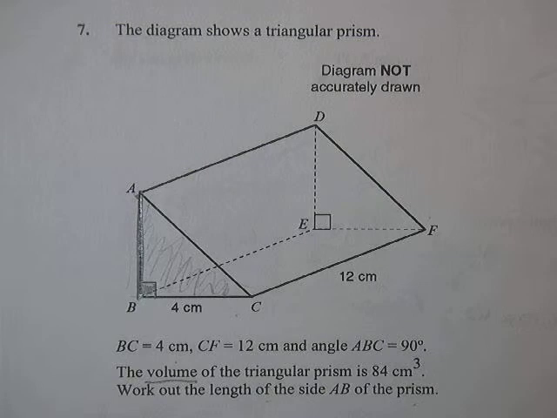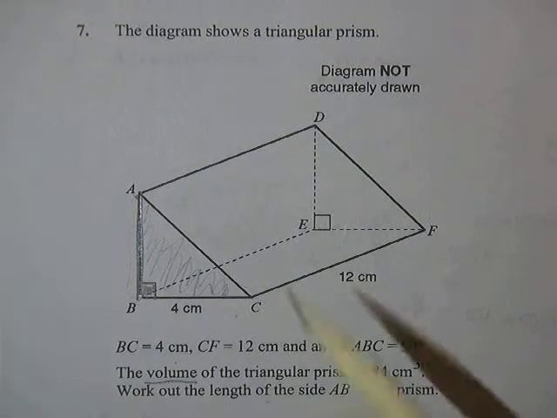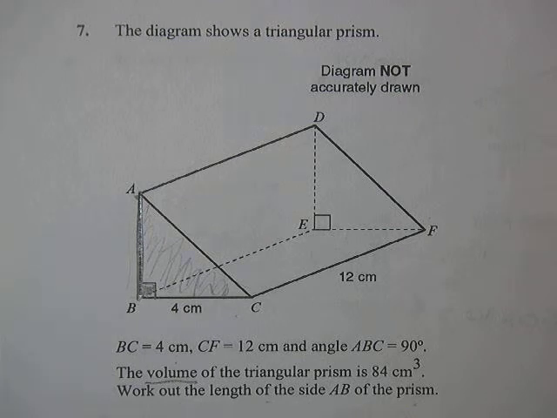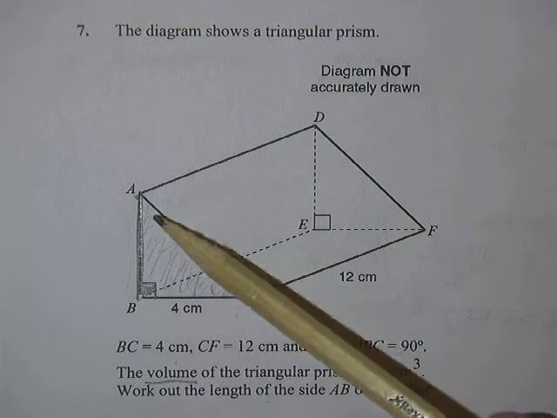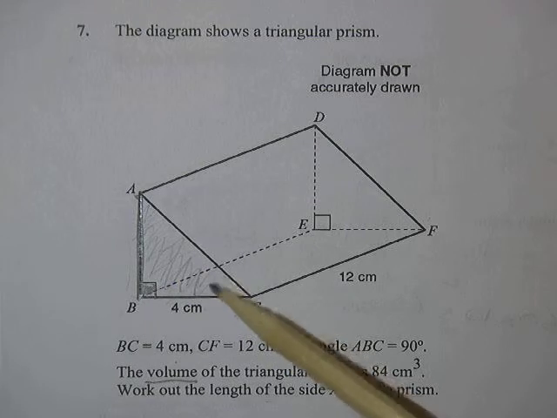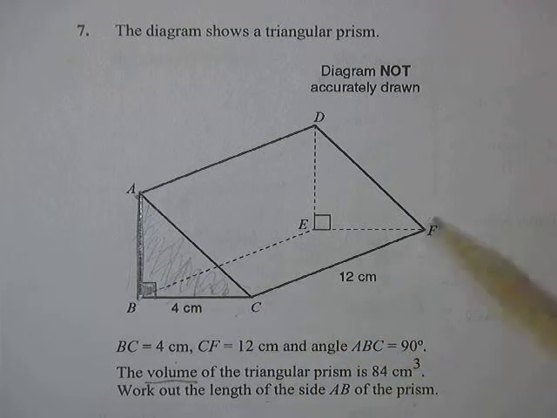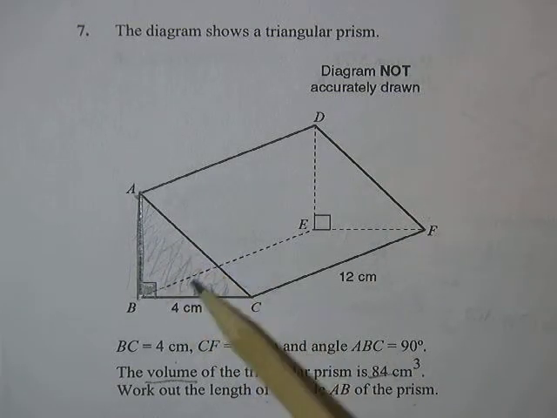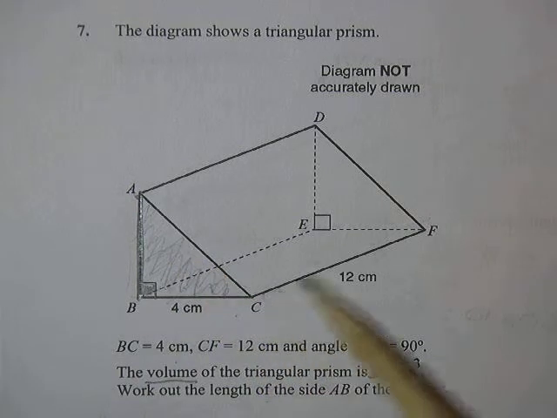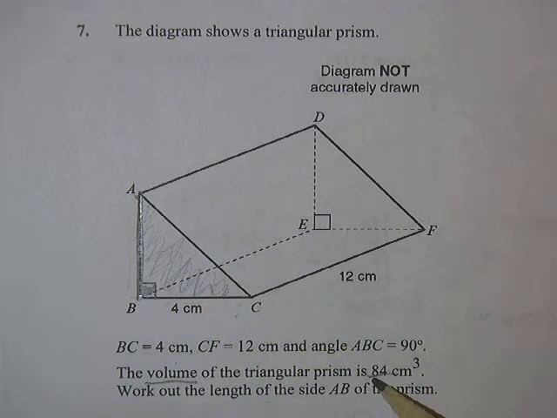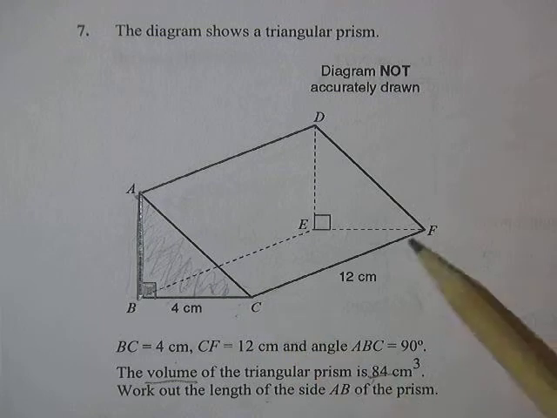So what we're going to do is examine this question and work backwards. They've given us the actual volume. So what do we know about the volume of a triangular prism? We know the volume of a triangular prism is the area of the cross section, which is a triangle here, times the length. We haven't got the area at the moment, but we know if we take the area and times it by 12, we'll get 84, because area of the cross section times the length will give us the volume.